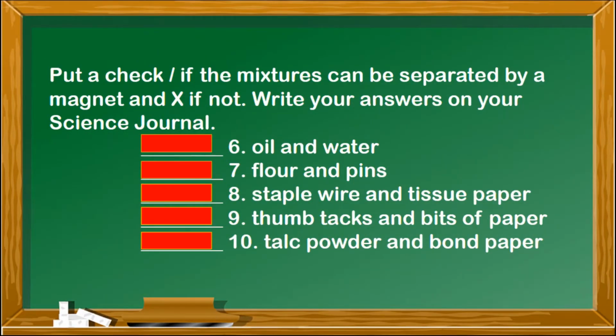Okay. Put a check if the mixtures can be separated by a magnet and X if not. Write your answer in your science answer sheet. Number 6. Oil and water. So, what you will do is put a check if the choice is attracted by a magnet. If it is not attracted by a magnet, put an X. Number 6. Oil and water. Is it magnet or not? The correct answer is X because oil and water is not attracted by a magnet.